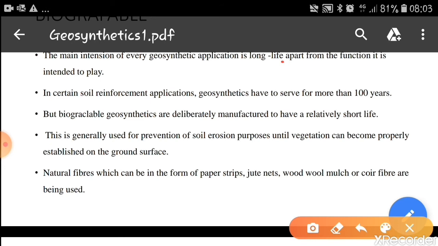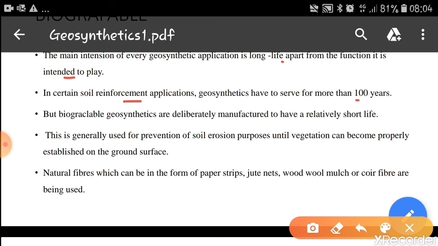So the main intention of every geosynthetic application is long life, apart from the function it is intended to play. That's why we have to see that the materials we are getting should serve this purpose. They should be durable. They should serve for a minimum of 90 to 100 years. In certain soil reinforcement applications, geosynthetics have to serve for more than 100 years, for example in roads, bridges and dams.